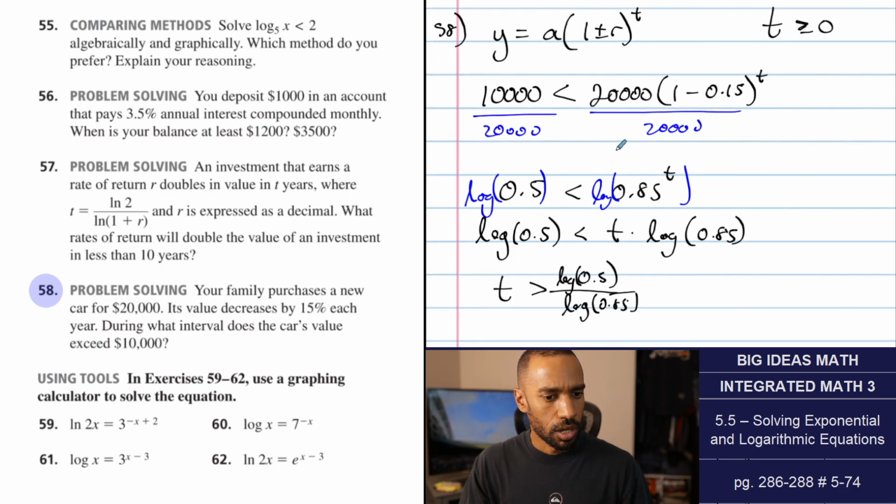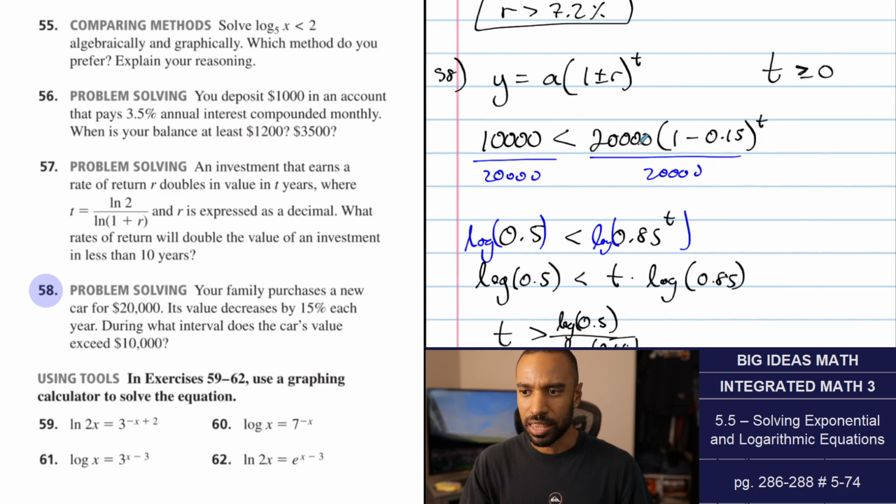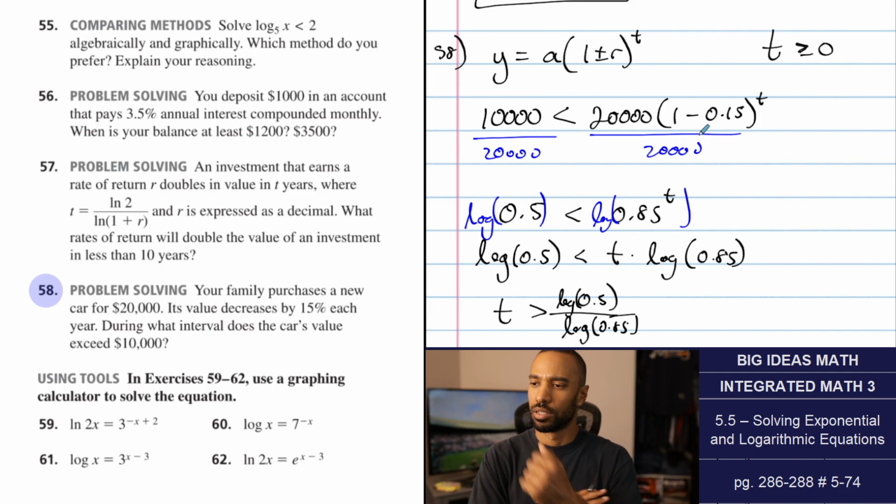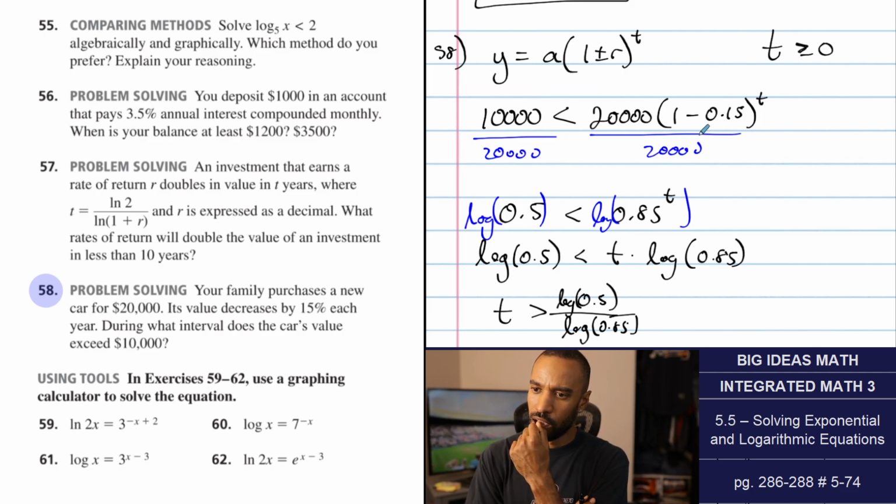So t is greater than, hold on a second. During what interval does the car's value exceed $10,000? I'm sorry. We want our value, should it be less than? I feel like I'm doing something backwards there.